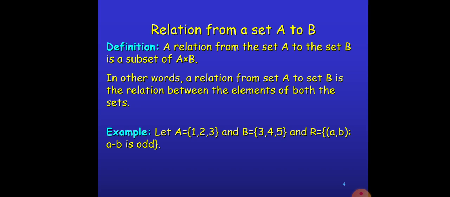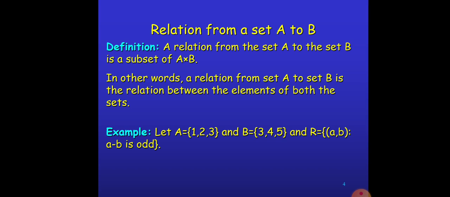Similarly, 2 and 4 will form a pair but will not satisfy the condition of the relation, that is A minus B must be odd, since 4 minus 2 is even. Then 2 minus 5 is minus 3, which is odd, so 2 and 5 will also form an ordered pair.